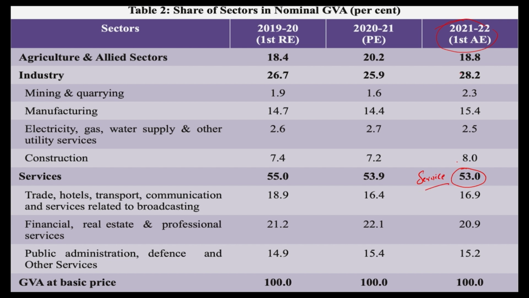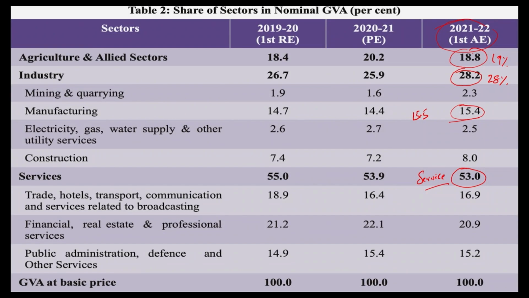And if you look at the industry sector, it is 28.2%. Better to round it to 28%. In the agriculture sector, the value addition takes place at 19%, rounding it. One more thing I want you to note down is that the value addition taking place in the manufacturing sector is roughly around 15.5%, or you could simply round it to 16%. So one thing you should notice is that the value addition taking place in the agriculture sector seems to be relatively better compared to the manufacturing sector.